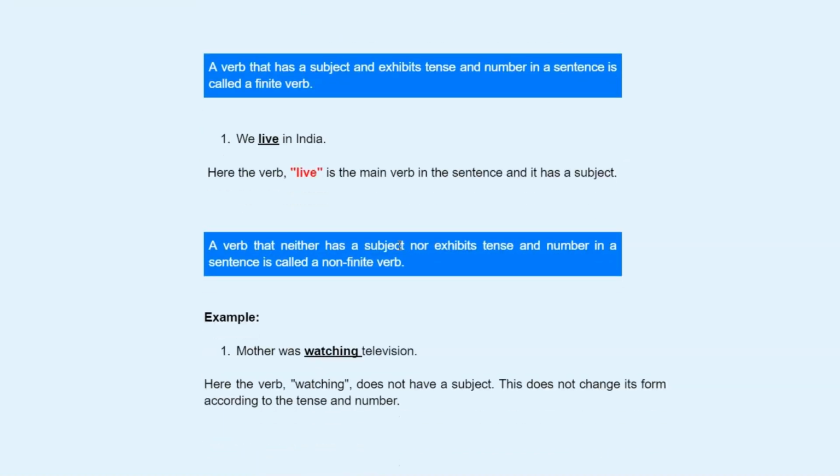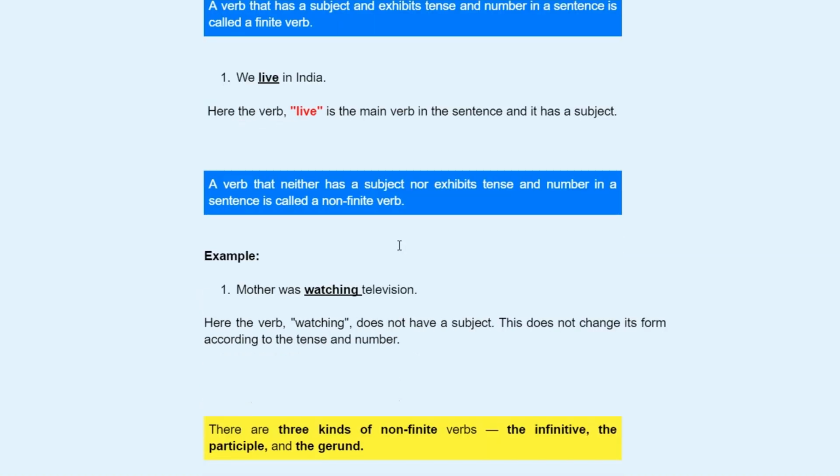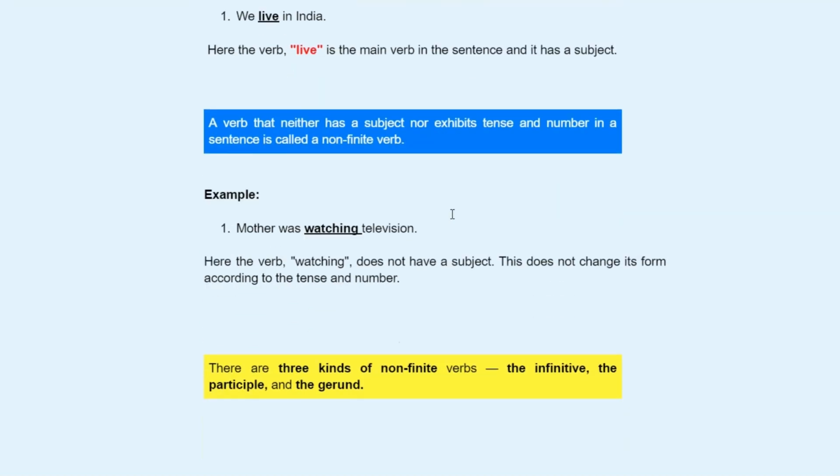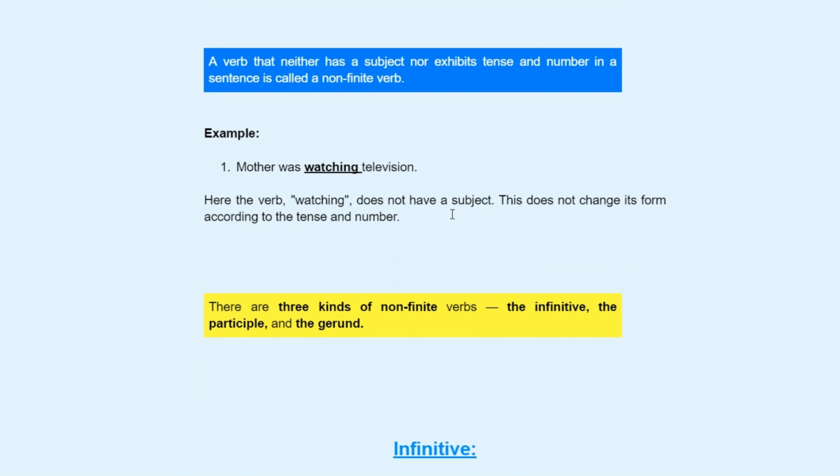Finite and non-finite verbs. A verb that has a subject and exhibits tense and number in a sentence is called a finite verb. We live in India. Here the verb live is the main verb in the sentence and it has a subject. A verb that neither has a subject nor exhibits tense and number in a sentence is called a non-finite verb. Example: mother was watching television. Here the verb watching does not have a subject. It does not change its form according to the tense and number.